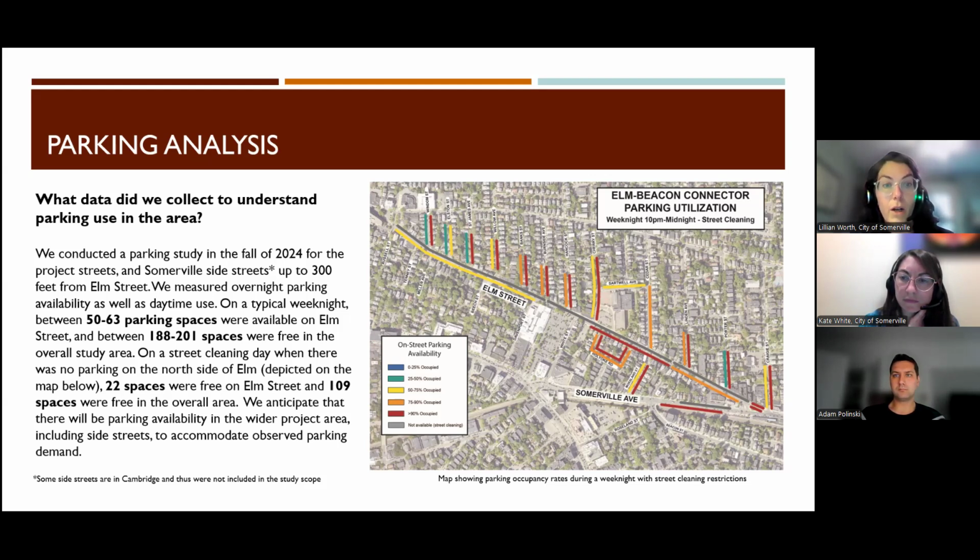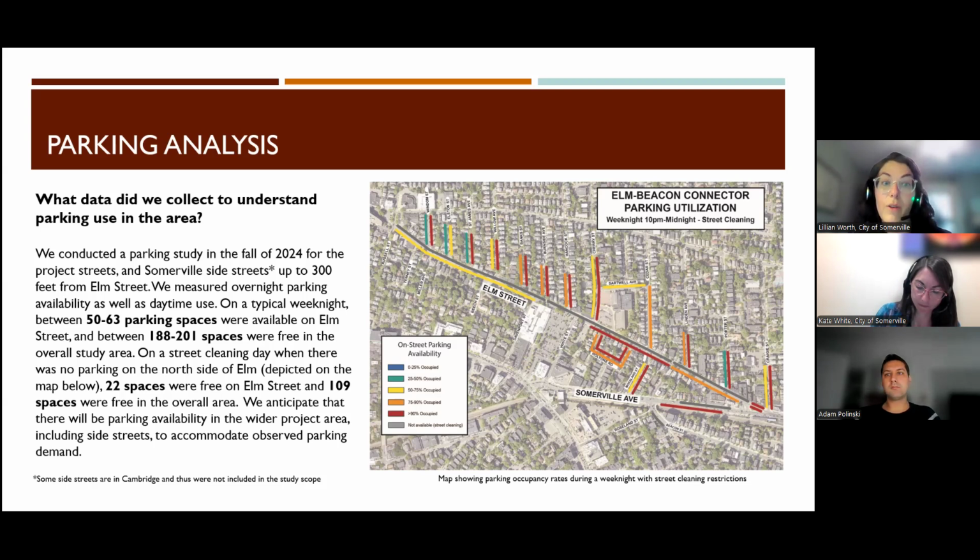One count was taken on a night when half of the available parking on Elm Street was not available due to street cleaning restrictions, which is a good approximation for the future condition where only one side of parking will remain. The results of that count are pictured on this slide in the occupancy map here. So it kind of shows just a bit of a heat map of which streets are more heavily parked up and which streets are not.